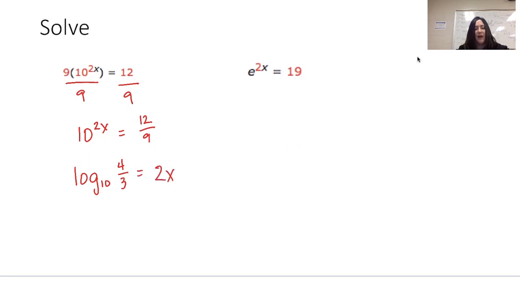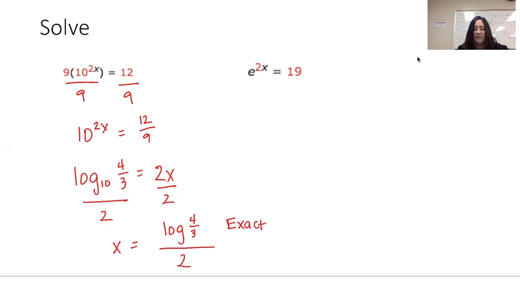So we're solving for x. We're going to divide both sides by 2. So we would have x equals log. Remember that if it's base 10, you don't actually have to write the 10, so I'm going to leave that off this time. So we'd have log of 4/3 over 2. This would be what is called our exact solution. To find our approximate solution, you're going to type that in the calculator.